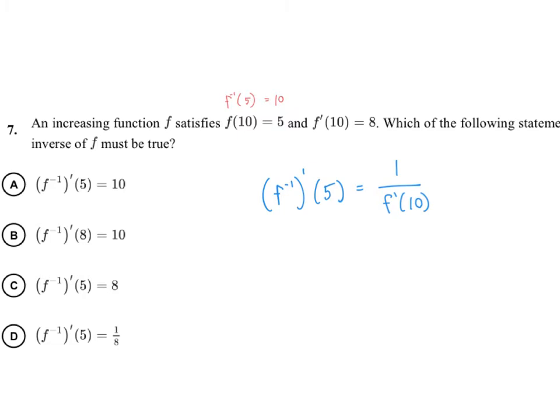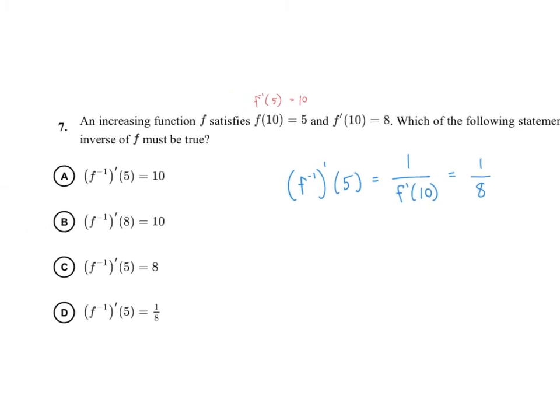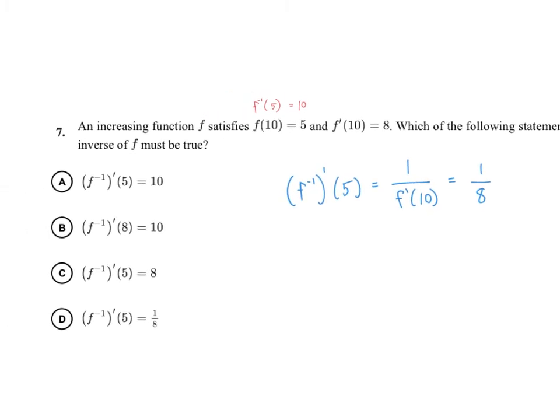Now they say f prime of 10 is 8. So this is really 1/8, and that's probably an answer choice. Yeah, so that's D. So we can see the derivative of f inverse at 5 is 1/8, and that's what this is.